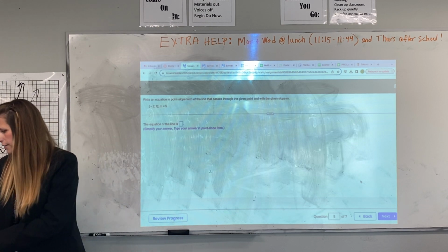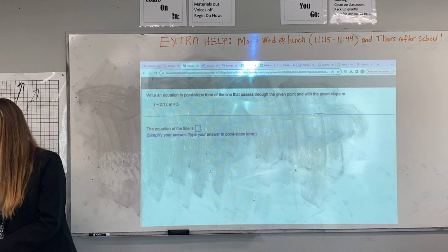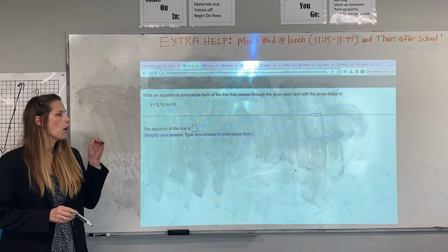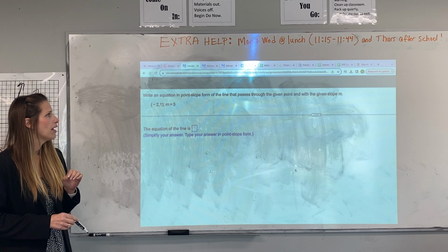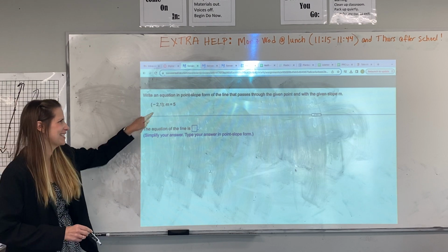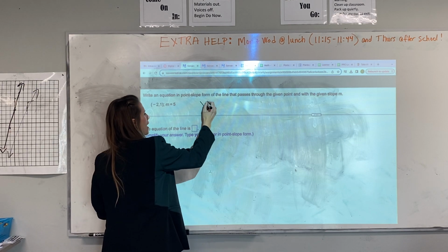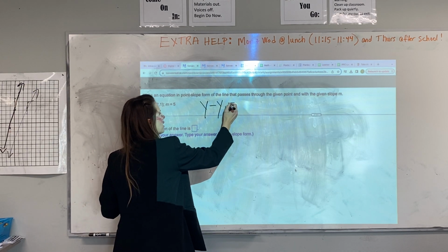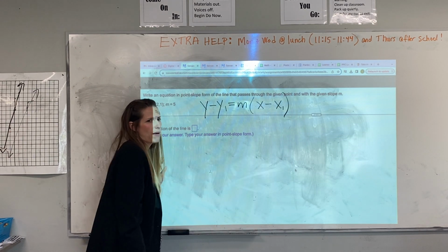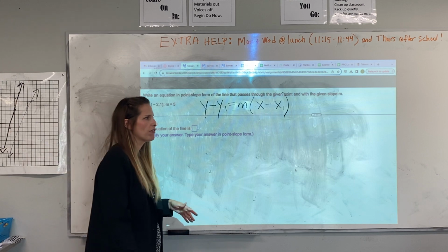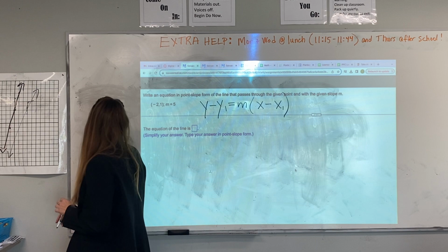This is a big one, guys. Pay attention. It says, write an equation in point slope form. And it gives you the slope, and it gives you the point. Point slope form is y minus y1 equals m times x minus x1. Do you have to have it memorized? No, it's on your EOC reference sheet. I'm also leaving it right here if you need help on your test.